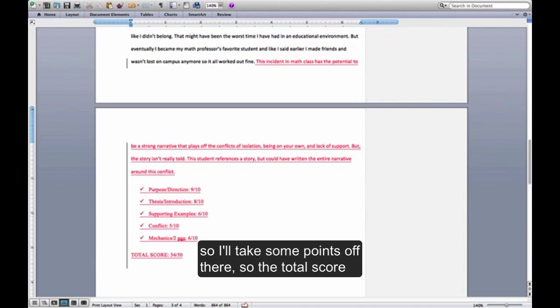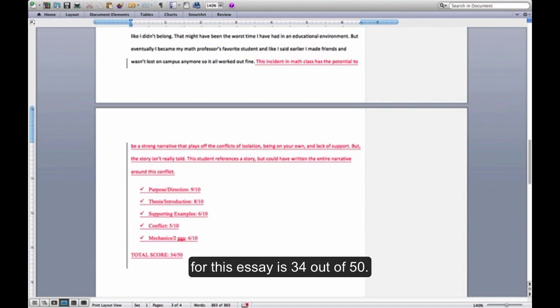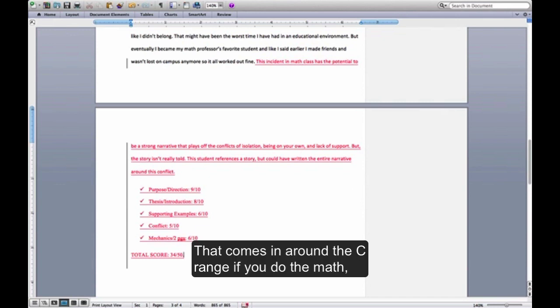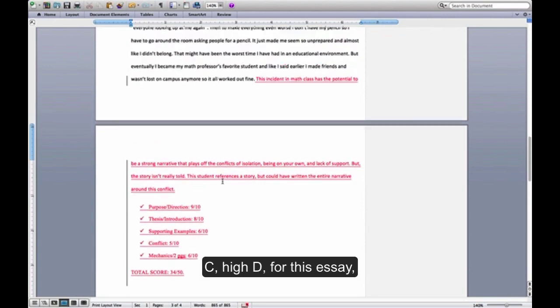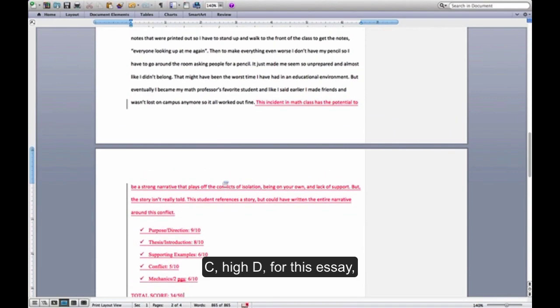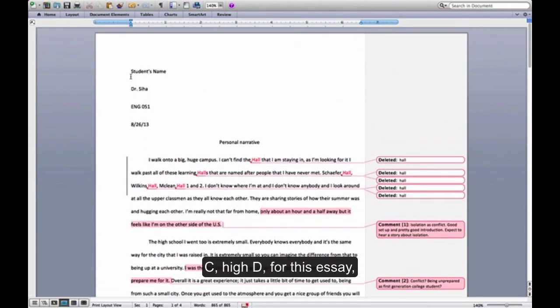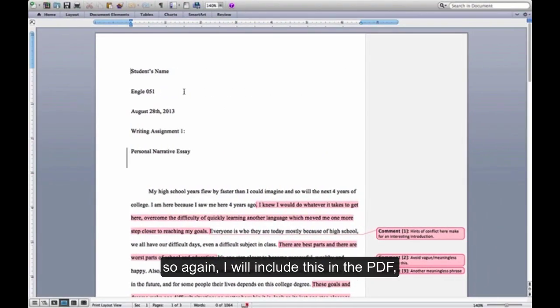So the total score for this essay is 34 out of 50. That comes in around the C range if you do the math. So this is very clearly a C level essay, and really right on the border. C, high D for this essay. So again, I will include this in the PDF in the materials section.